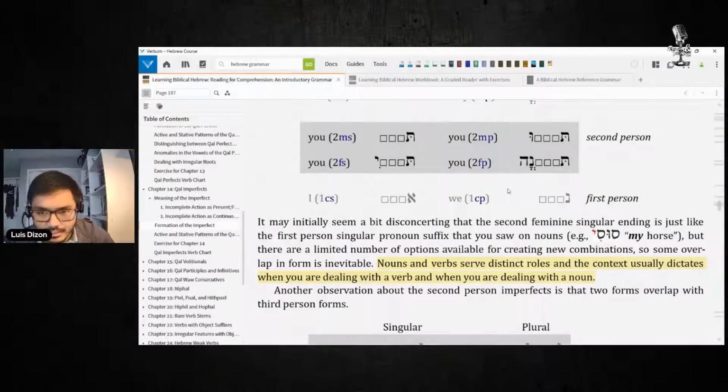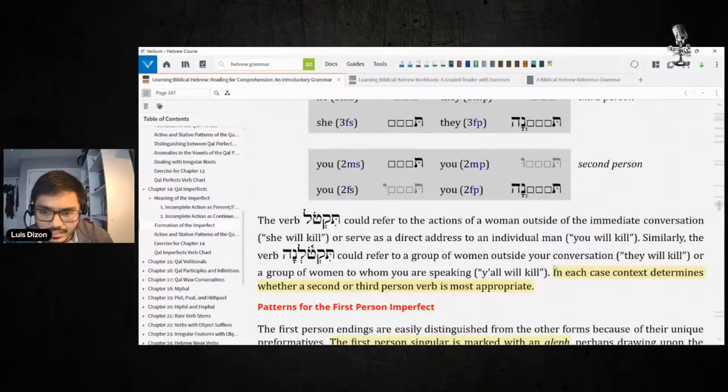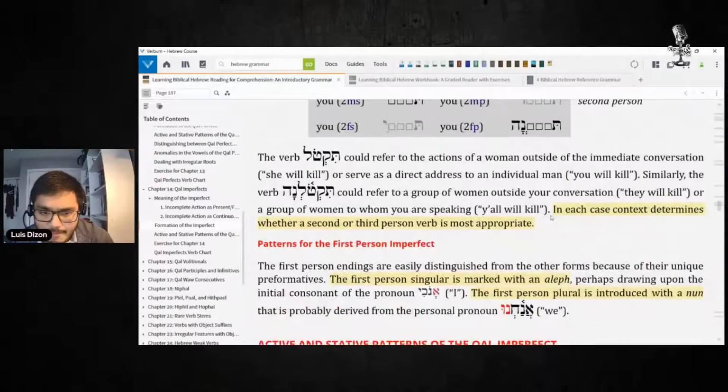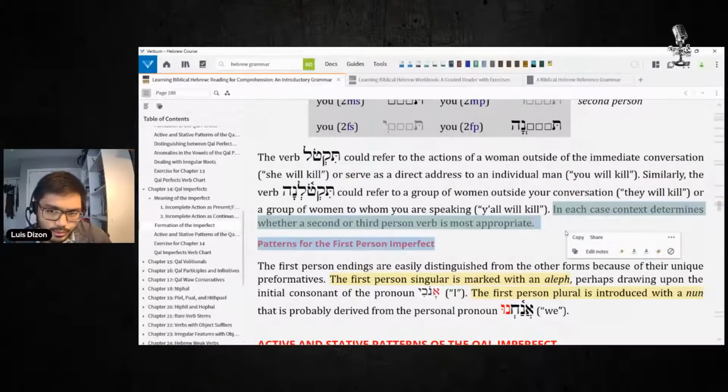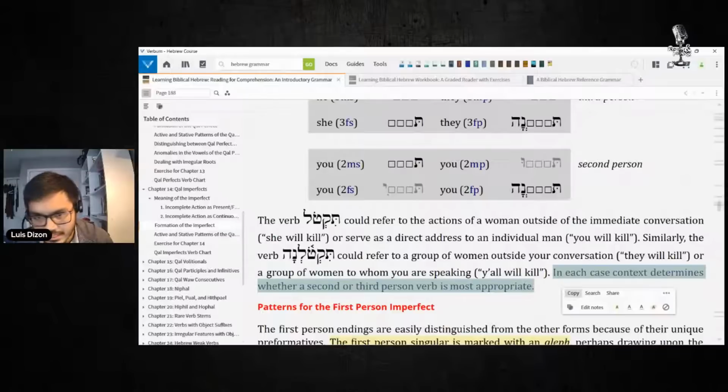But again, it's one of those times when it helps to memorize your verb charts, because once you take into account the other things, such as the vowels, then it's much less likely for you to make that mistake. So one of the helpful things that the textbook keeps on hammering is the importance of context.